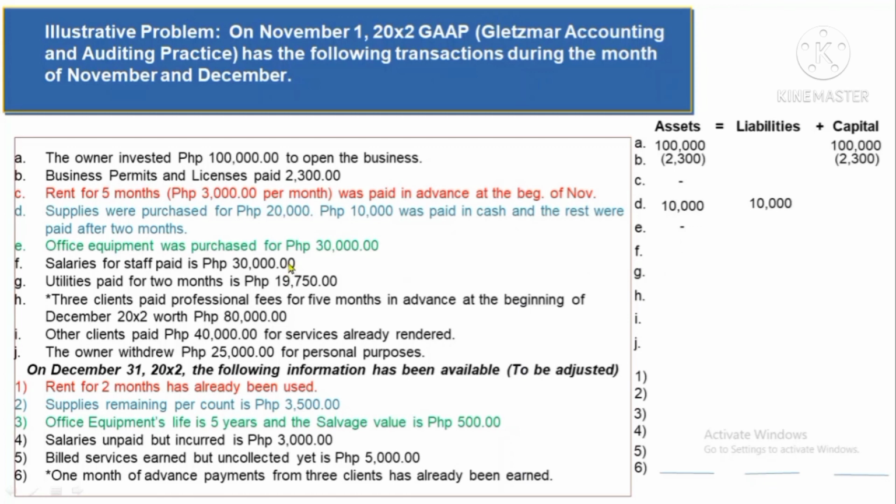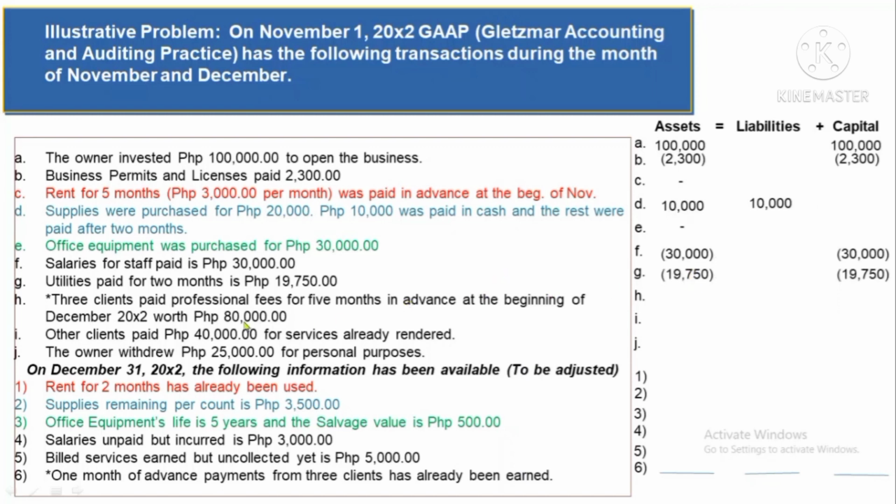So letter F is another type of expense. So we just need to deduct the capital as well as the assets also. As well as letter G, which is also a type of expense, utilities for water, electricity, and etc. So we're still going to deduct the capital 19,750 and the assets also of 19,750.